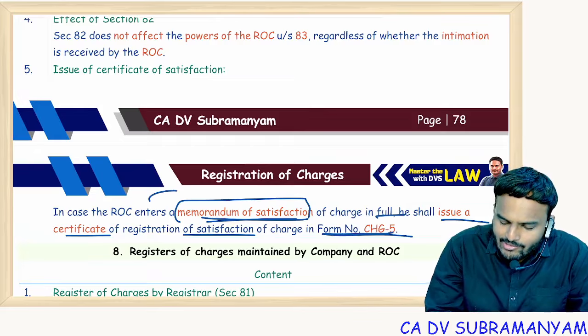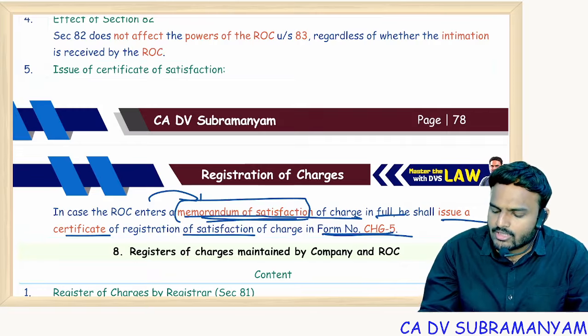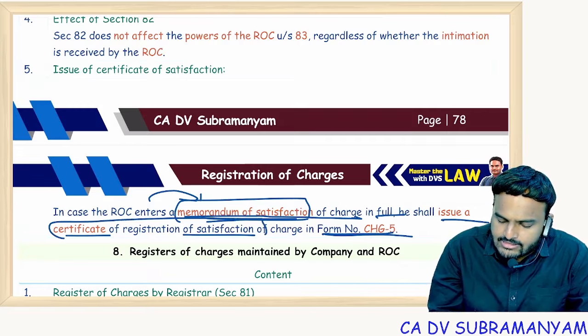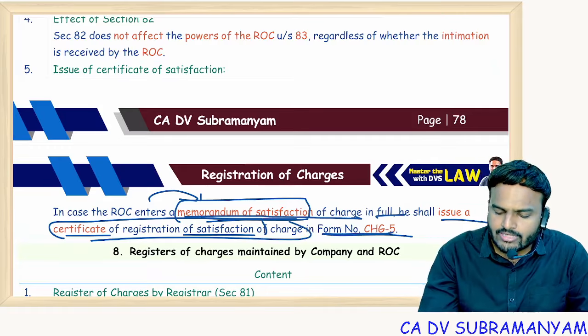See, this is a record in the register. The memorandum of satisfaction of charge is an entry in the record, whereas a certificate of registration of satisfaction of charge will be given, and it will be the conclusive evidence.